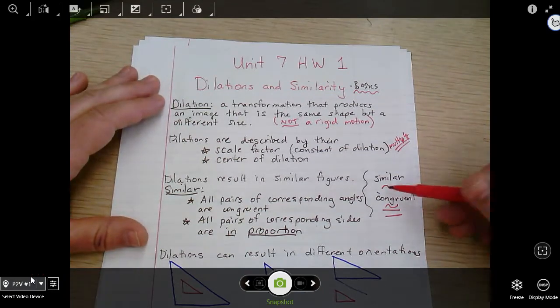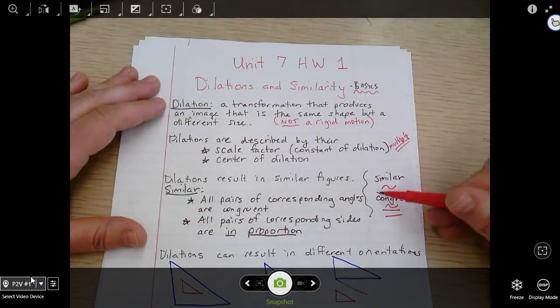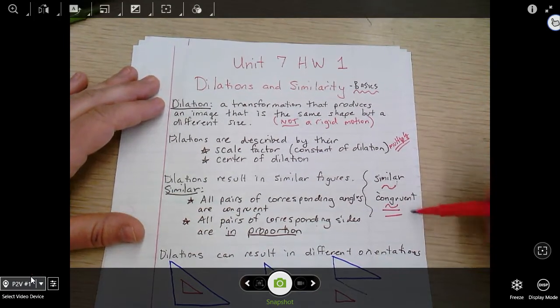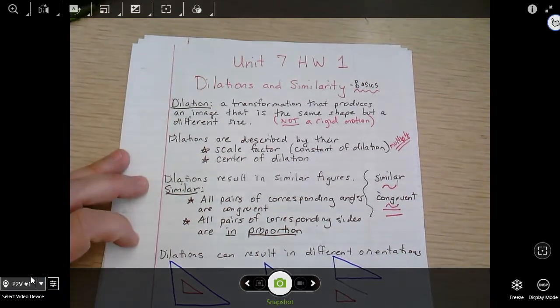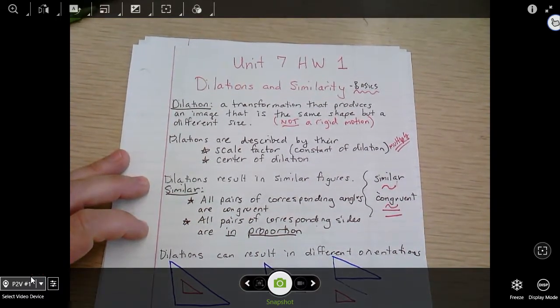The symbol for similar is just a single little squiggle called a tilde, and as you know, the symbol for congruent is the tilde with the equal sign. You might want to pause now to get this down.